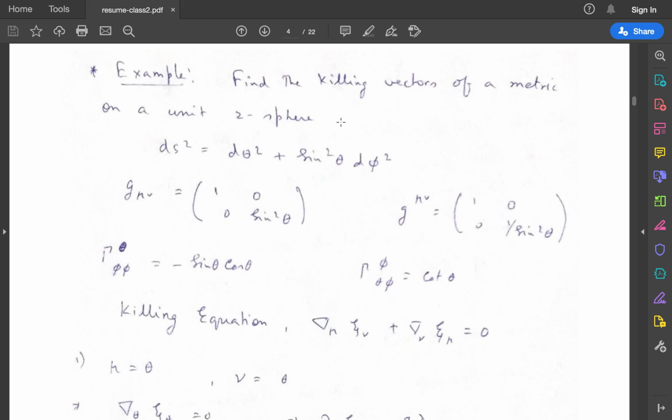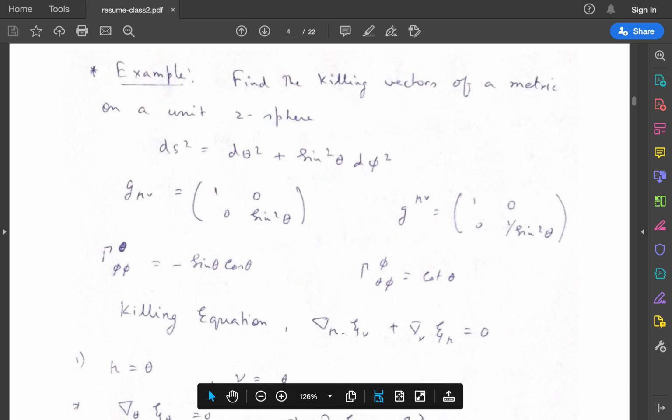So once we have written this line element, you can find out the metric coefficients both for the lower indices and the upper indices. These are diagonal matrices, so the components are just inverses. Once we know this, we can calculate the Christoffel symbols, and only these two terms survive: gamma theta phi phi, which is minus sine theta cos theta, and gamma phi theta phi, which is cot theta. So once we know this, let us have the Killing equation.